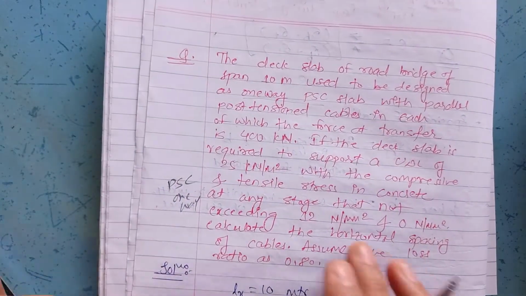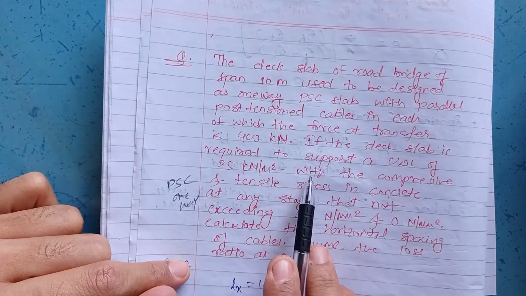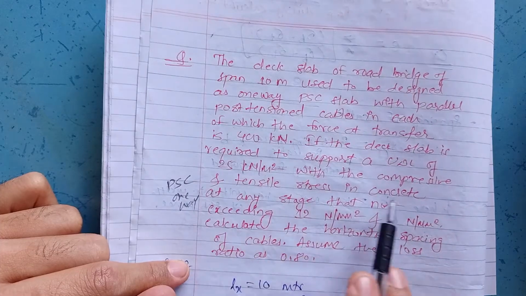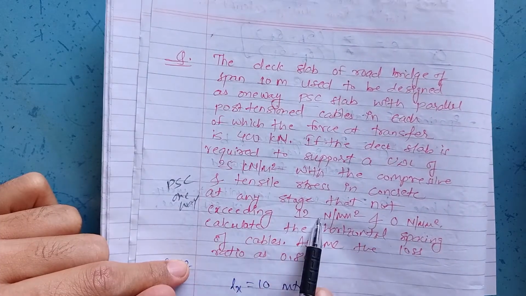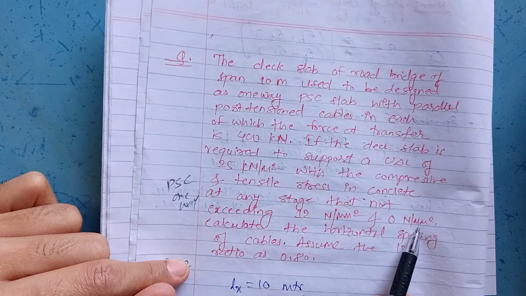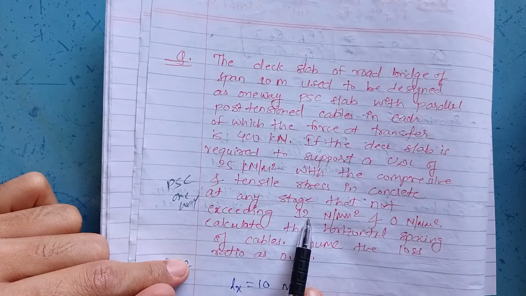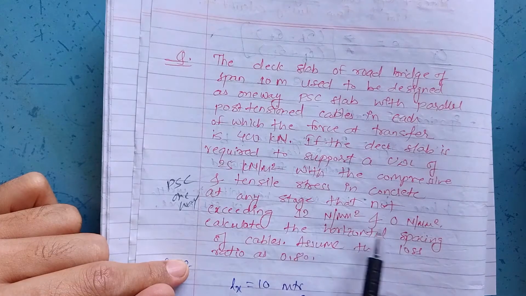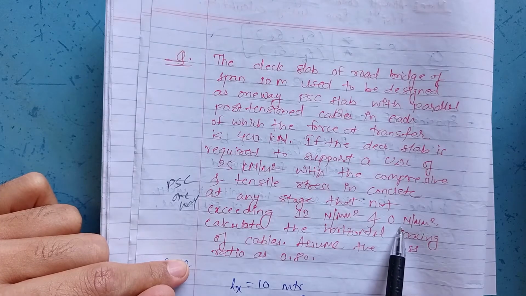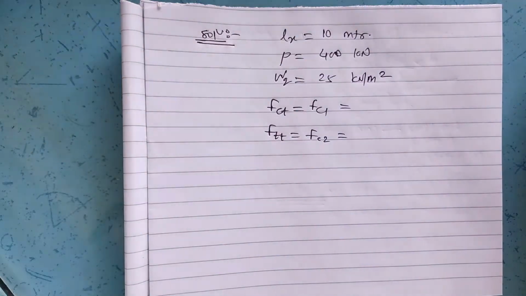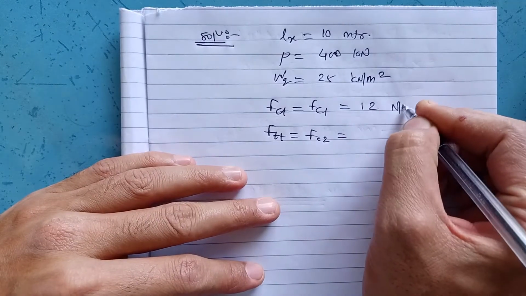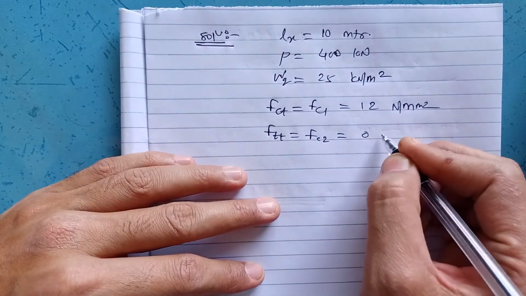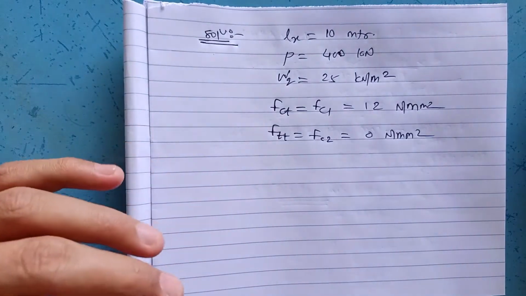Now you can see in this question it was said that the compressive and tensile stress in the concrete at any stage should not exceed 12 Newton per mm square and 0 Newton per mm square respectively. That is, the compressive value FC1, FCT is 12 Newton per mm square and FTT is 0 Newton per mm square.